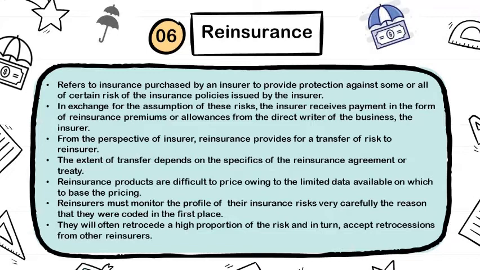From the perspective of the insurer, reinsurance provides for a transfer of risk to the reinsurer. The extent of transfer depends on the specifics of the reinsurance agreement or treaty. Reinsurance products are difficult to price owing to the limited data available on which to base the pricing. Reinsurers must monitor the profile of their insurance risks very carefully. They will often retrocede a high proportion of the risk and in turn, accept retrocessions from other reinsurers.